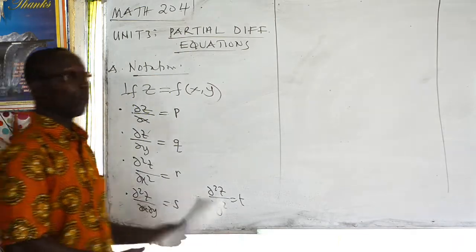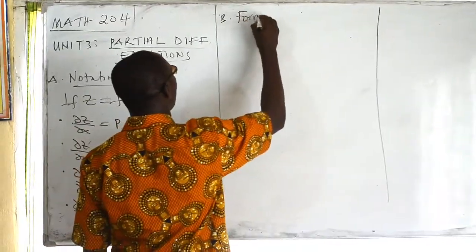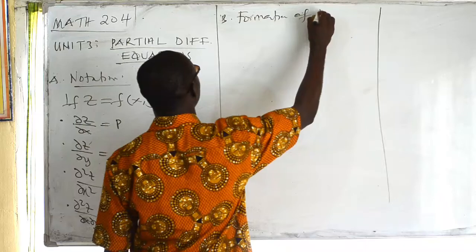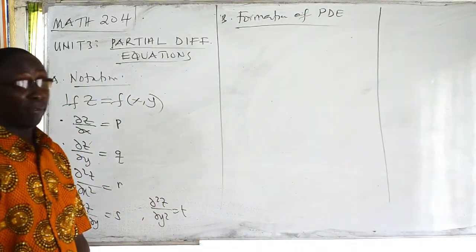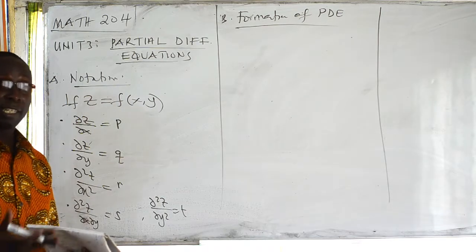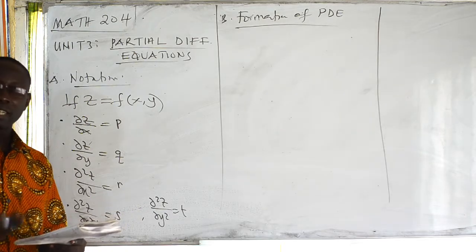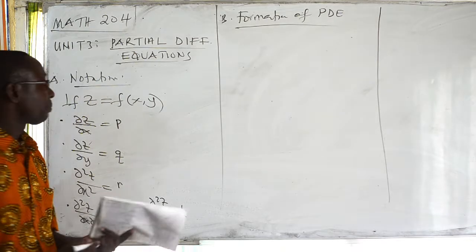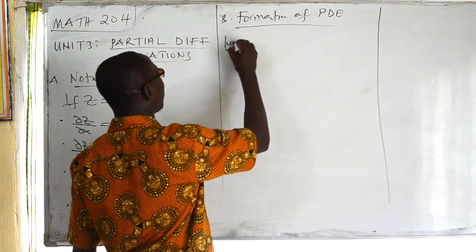Now, let's move on to the formation of partial differential equation. We did a similar one on formation of ordinary differential equation, and we said it is by the elimination of arbitrary constants. We have the same here: elimination of arbitrary constants and elimination of arbitrary functions. So we'll go on to type 1.